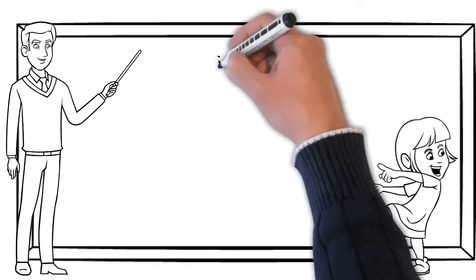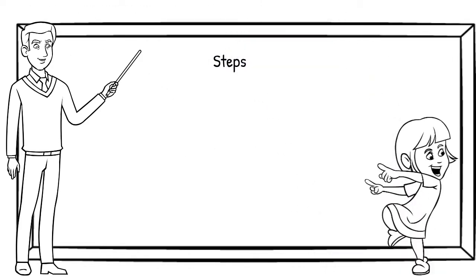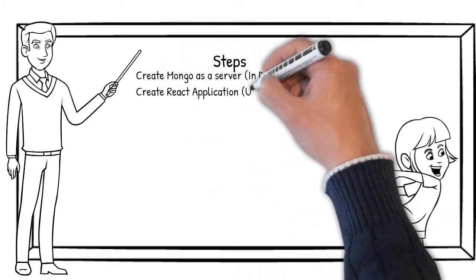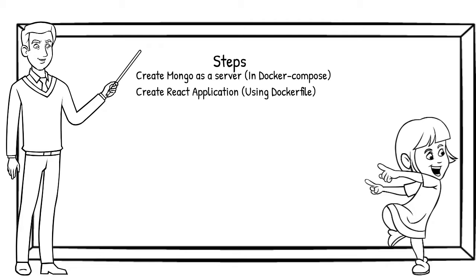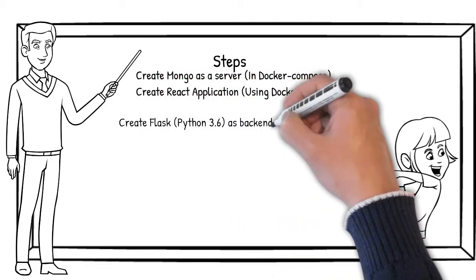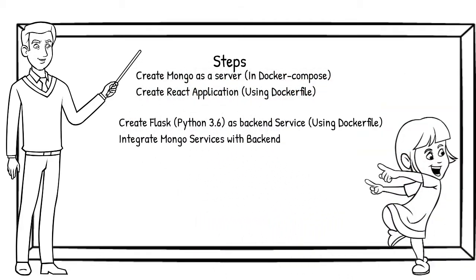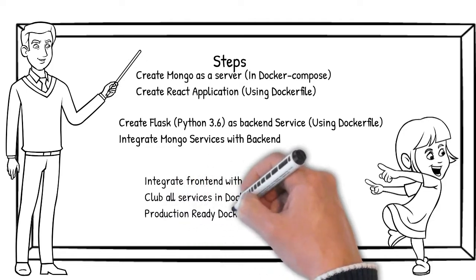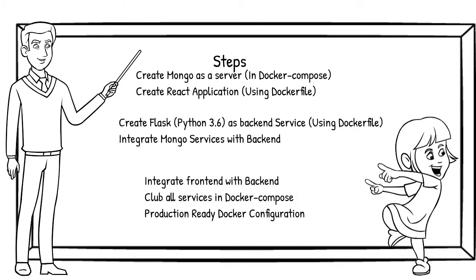Following are the steps. Create Mongo as a server, in Docker Compose. Create React application, using Dockerfile. Create Flask, Python 3.6, as backend service, using Dockerfile. Integrate Mongo services with backend. Integrate frontend with backend. Club all services in Docker Compose. Production-ready Docker configuration.